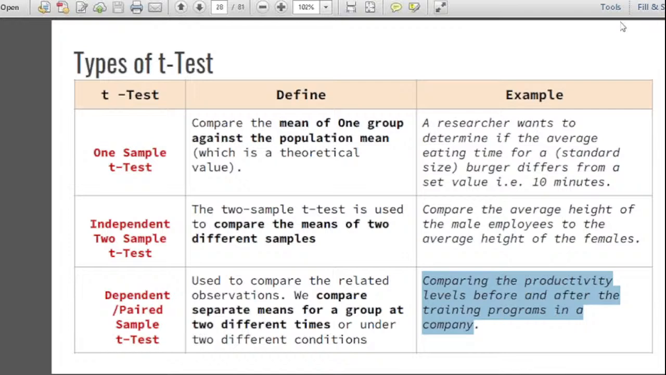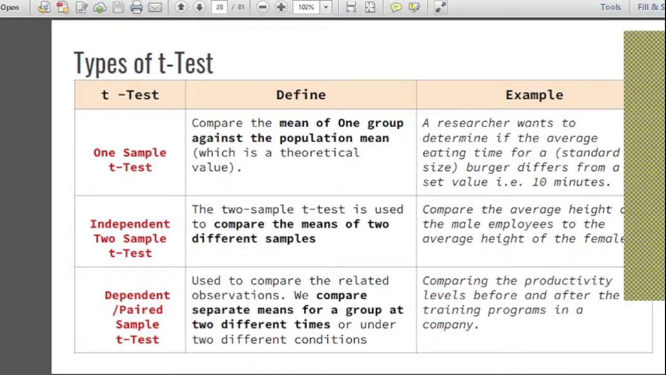Okay, can you give me some other example of this? Let me give one more example, then I would really like to see who can give me an example of a before and after situation.